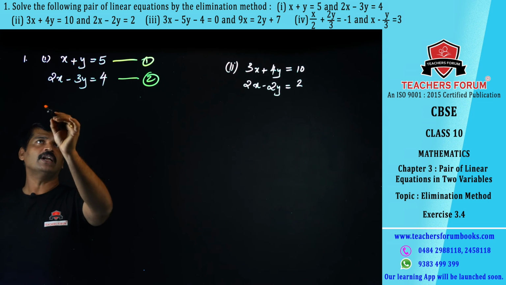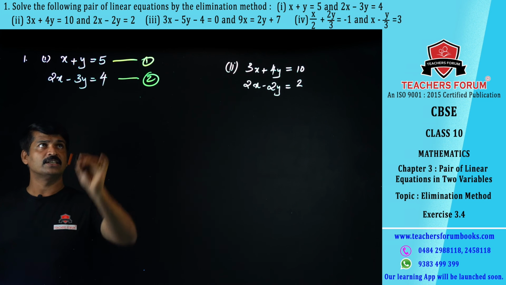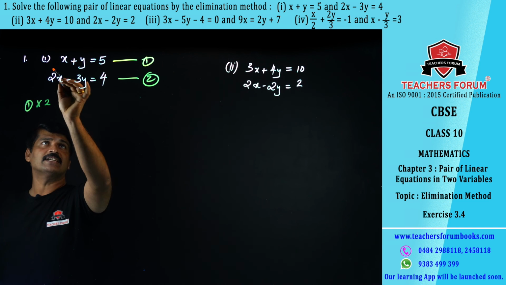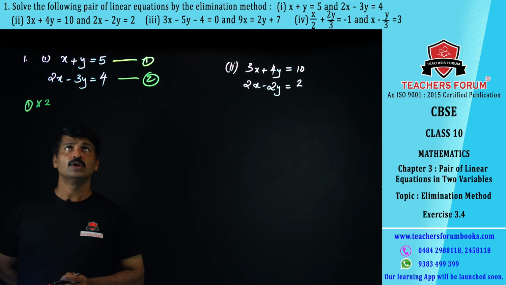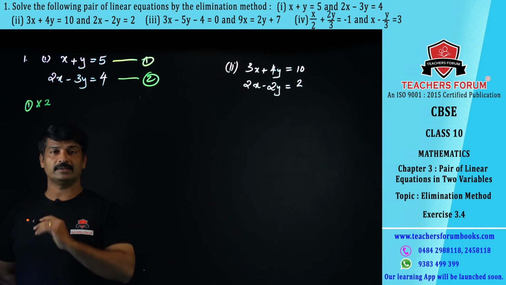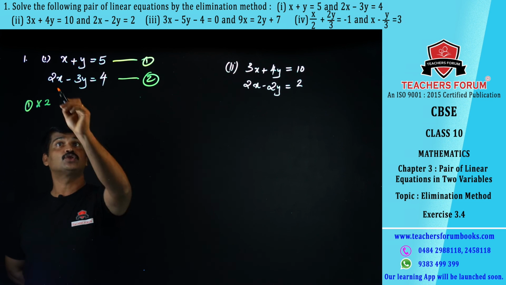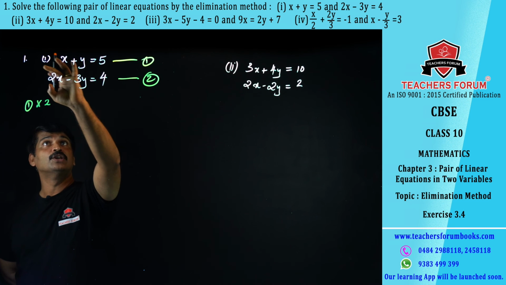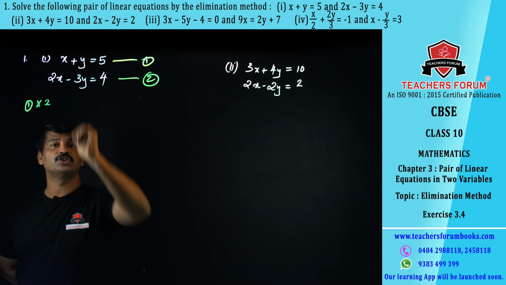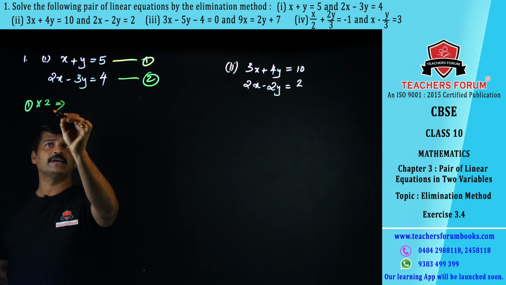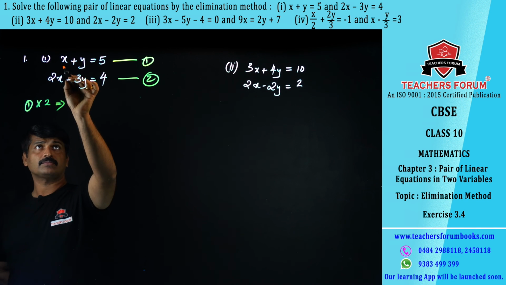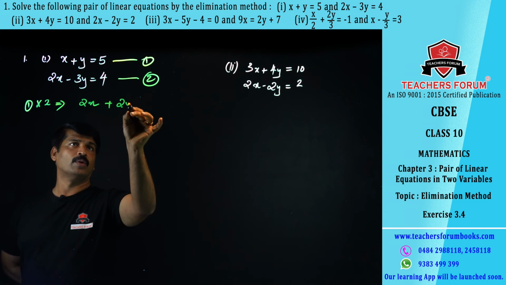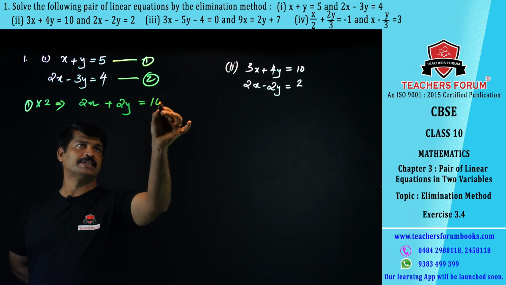Now what to do? To make the coefficient of x equal, you have to multiply equation number 1 by 2. What is equation number 1? x plus y is equal to 5. The coefficient of x is 1. In the second equation, the coefficient of x is 2. So to make them equal, you have to multiply the first equation by 2. Then what will you get? 2 into x, 2x, plus 2 into y, 2y, equals 5 into 2, 10.